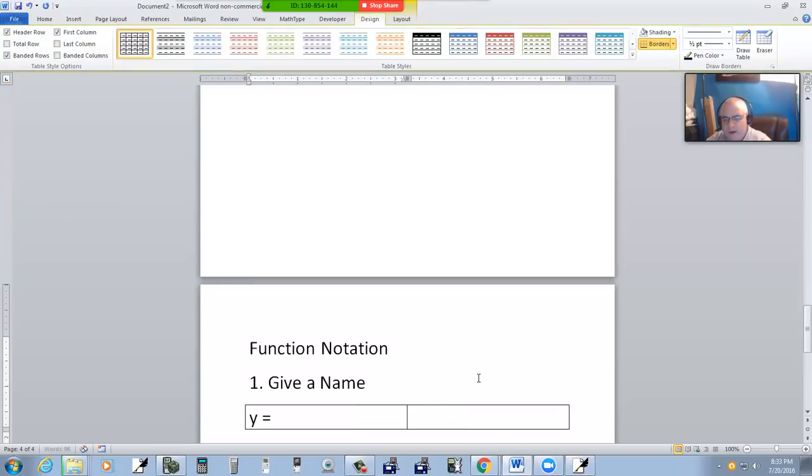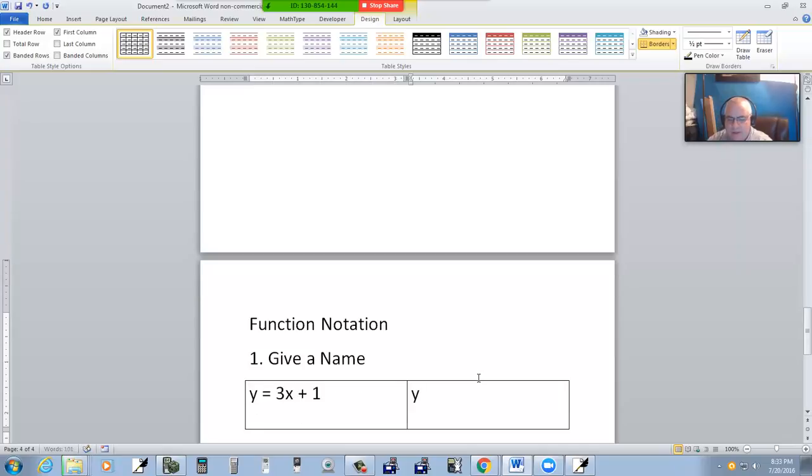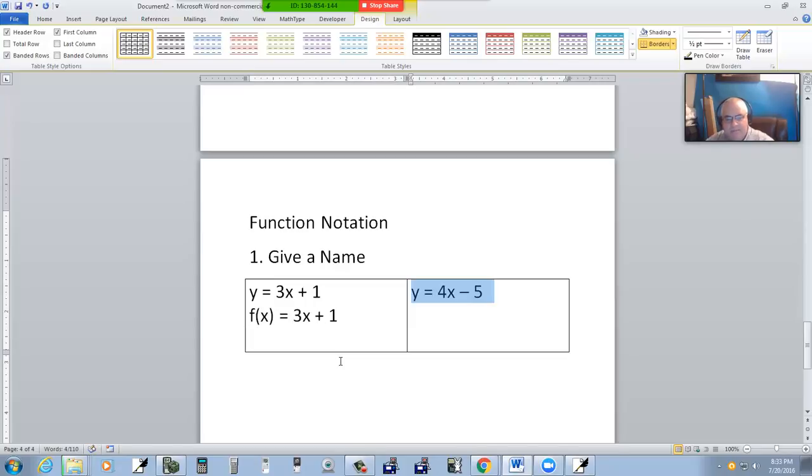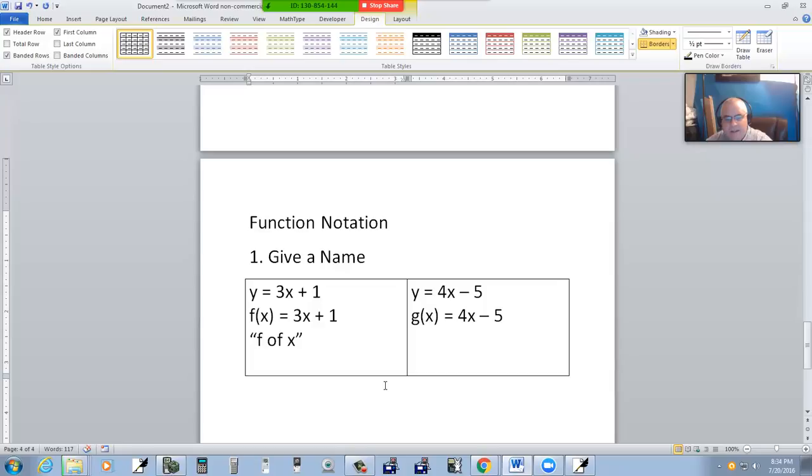For example, if I had y is equal to 3x plus 1, and I had y is equal to 4x minus 5. And I asked you to graph y. Well, your question would be, well, which one? We got two y's. So what I'm going to do is I'll give this one a name. Looks like that. And for my other one, I'll give it a different name. Like that. Now how you read those, this reads f of x, or we even get lazier in mathematics and we just simply say f.